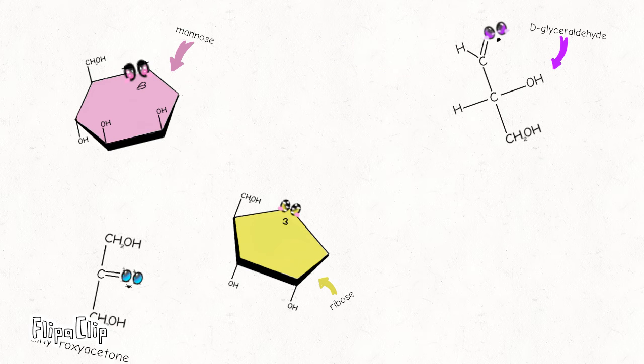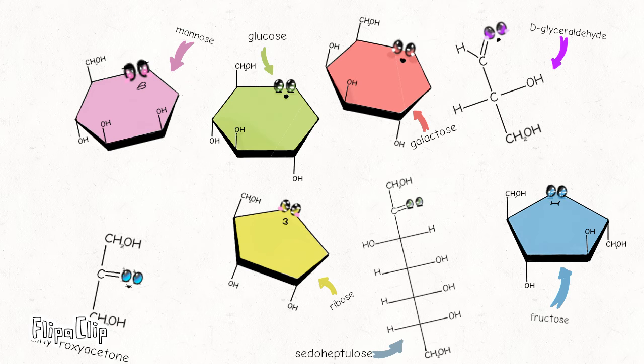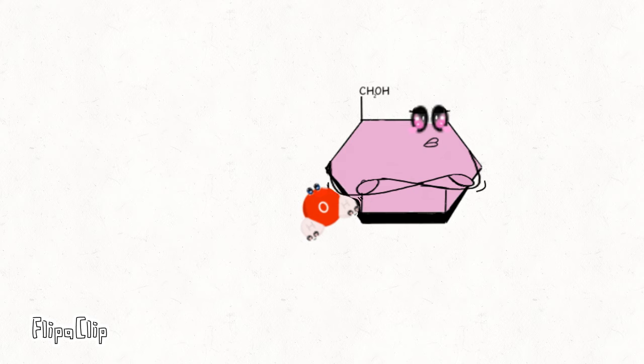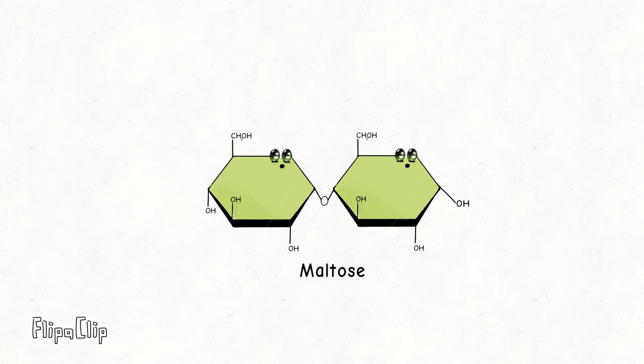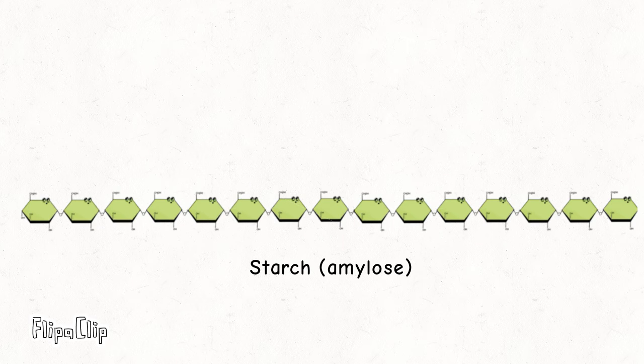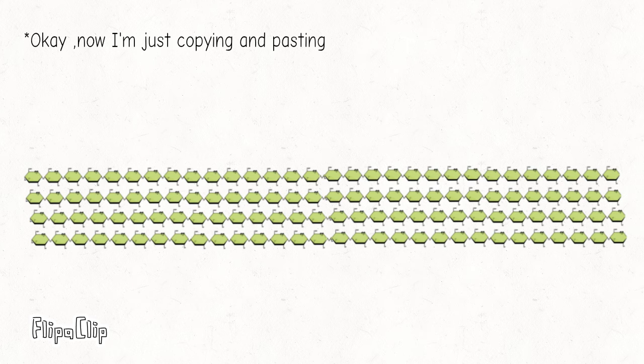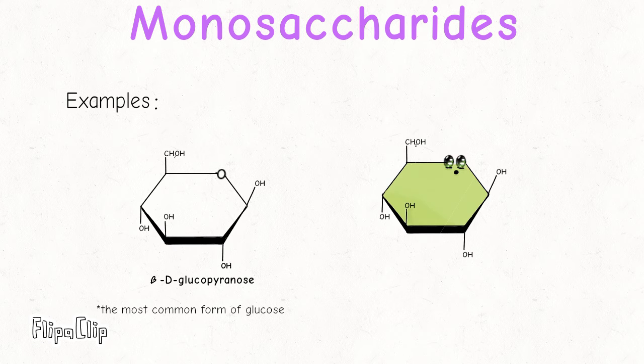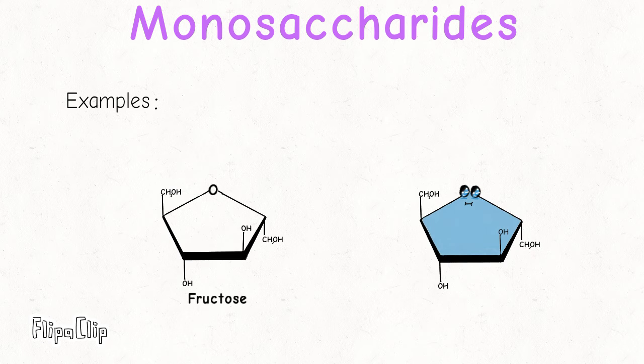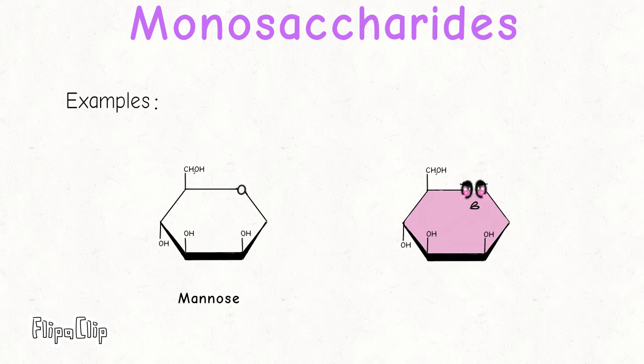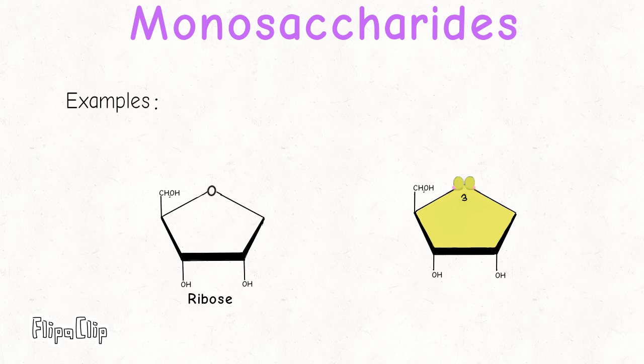They're the most basic form. You'll find carbohydrates as they're non-hydrolyzable. They're the monomers, the building blocks that make up more complex molecules. Examples of monosaccharides can be the most famous glucose, fructose, galactose, mannose, ribose that makes up DNA, etc.